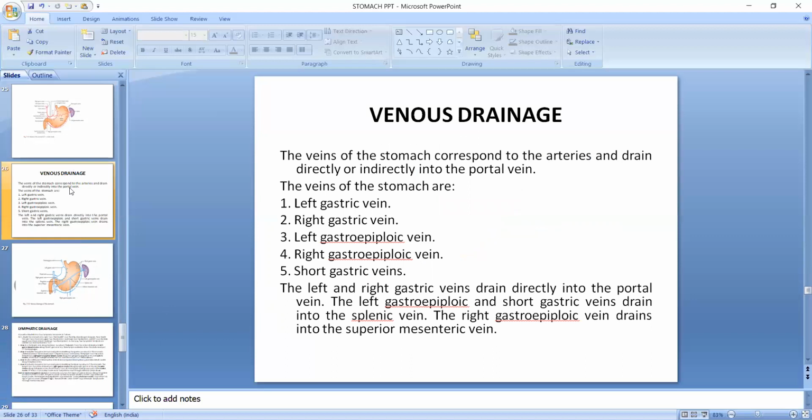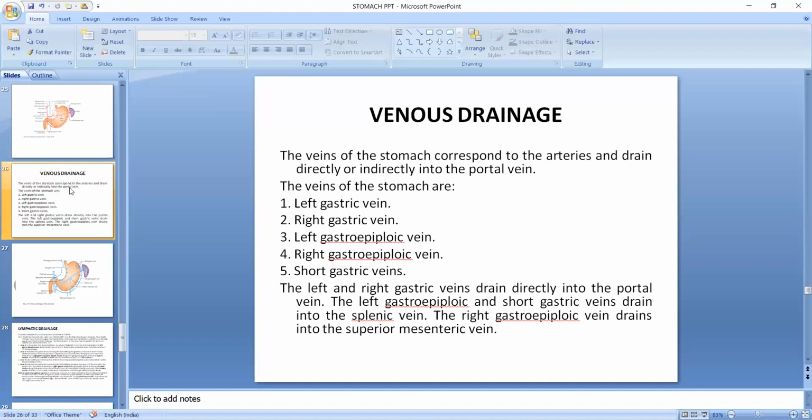Now we will discuss the venous drainage. The veins of the stomach correspond to the arteries and drain directly or indirectly into the portal vein. The veins of the stomach are the left gastric vein, right gastric vein, left gastroepiploic vein, right gastroepiploic vein, and short gastric veins. These veins correspond to the arteries, so the names are very similar. The left and right gastric veins drain directly into the portal vein.